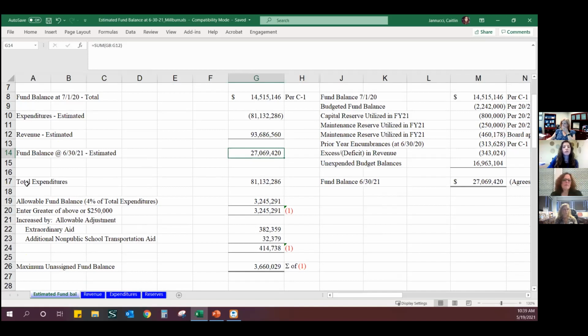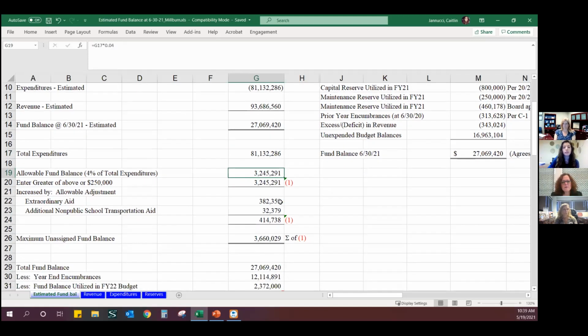So in order to do the next part of the calculation, we're going to take that 81 million of expenditures, which is why I mentioned when we were on the expenditure tab how important it is to really get a good number in your actual column. So we're going to take our expenditures, and Milburn has decided that for this purpose they want to utilize increasing their allowable percentage up to 4%. So 4% of the 81 million comes to the 3.2 million.